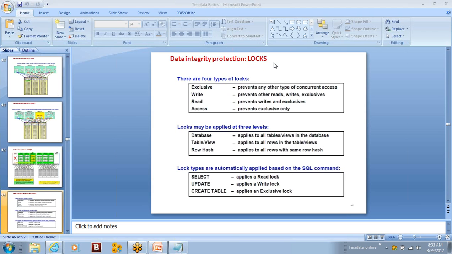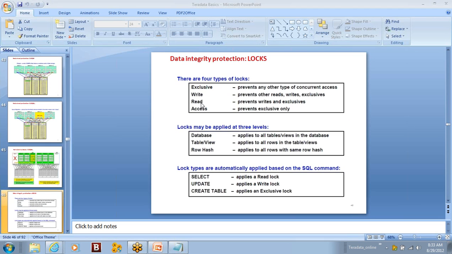We are going to see what types of locks there are, how we can modify the default locks, and what level of locks we can have. What are the default locks obtained when we fire a query? All these things we are going to see in this chapter, locks. In Teradata, we have basically 4 types of locks. Let's start with the read lock first.